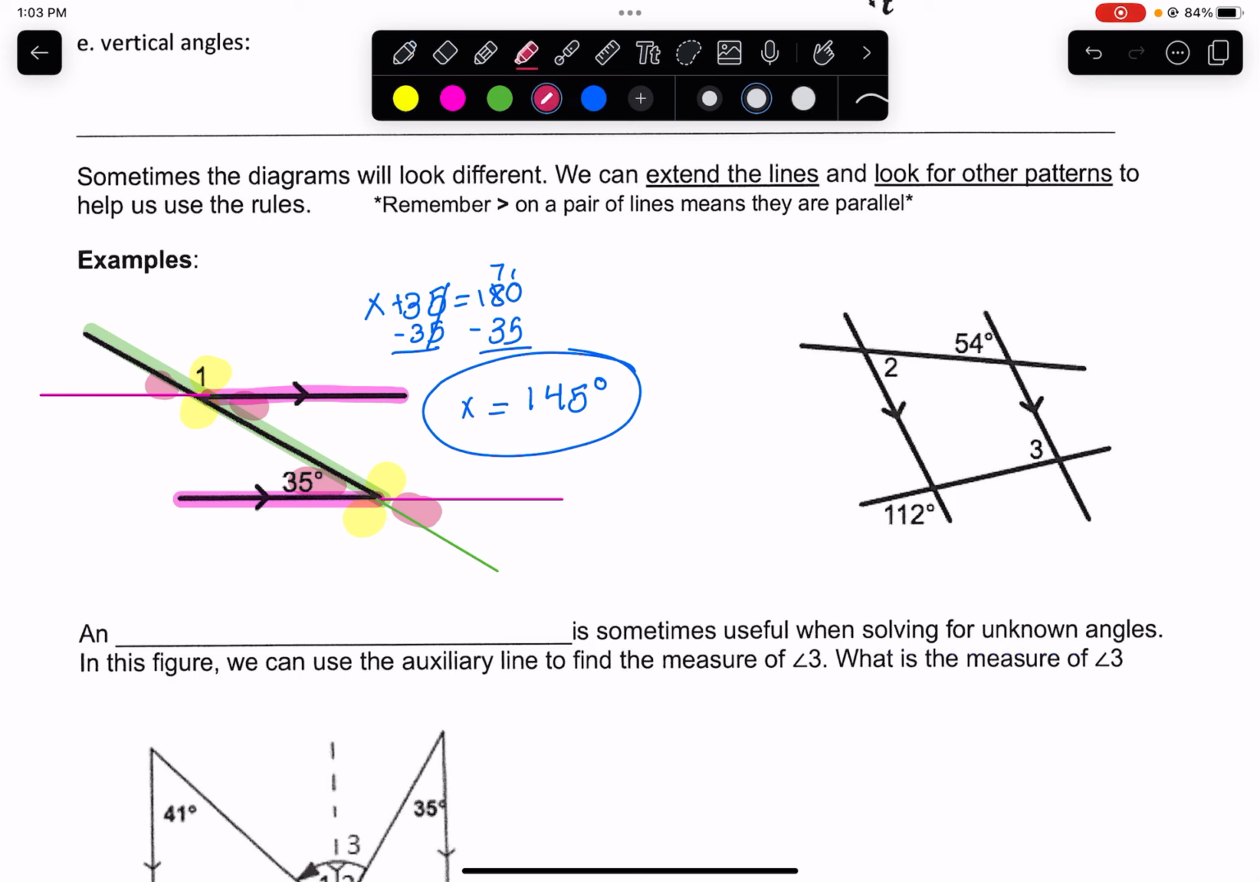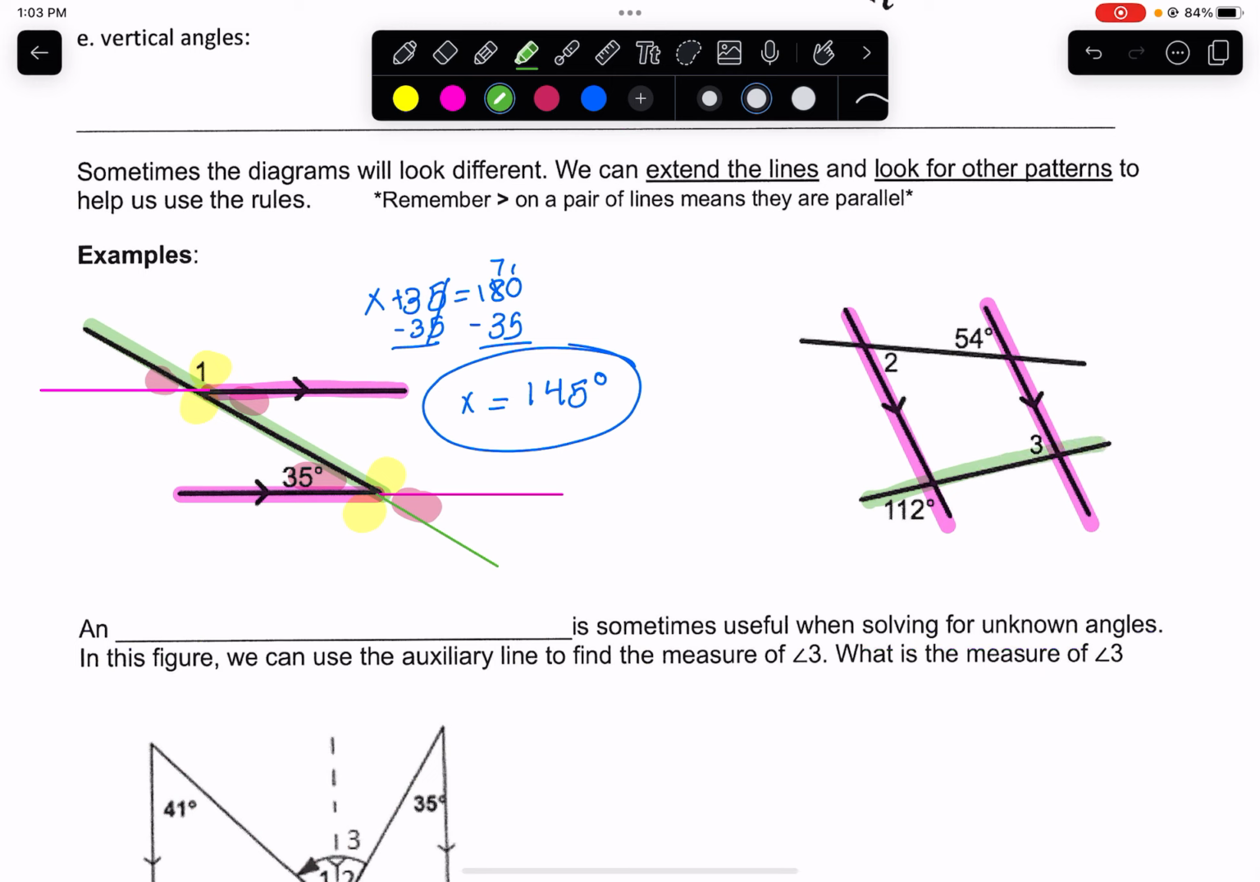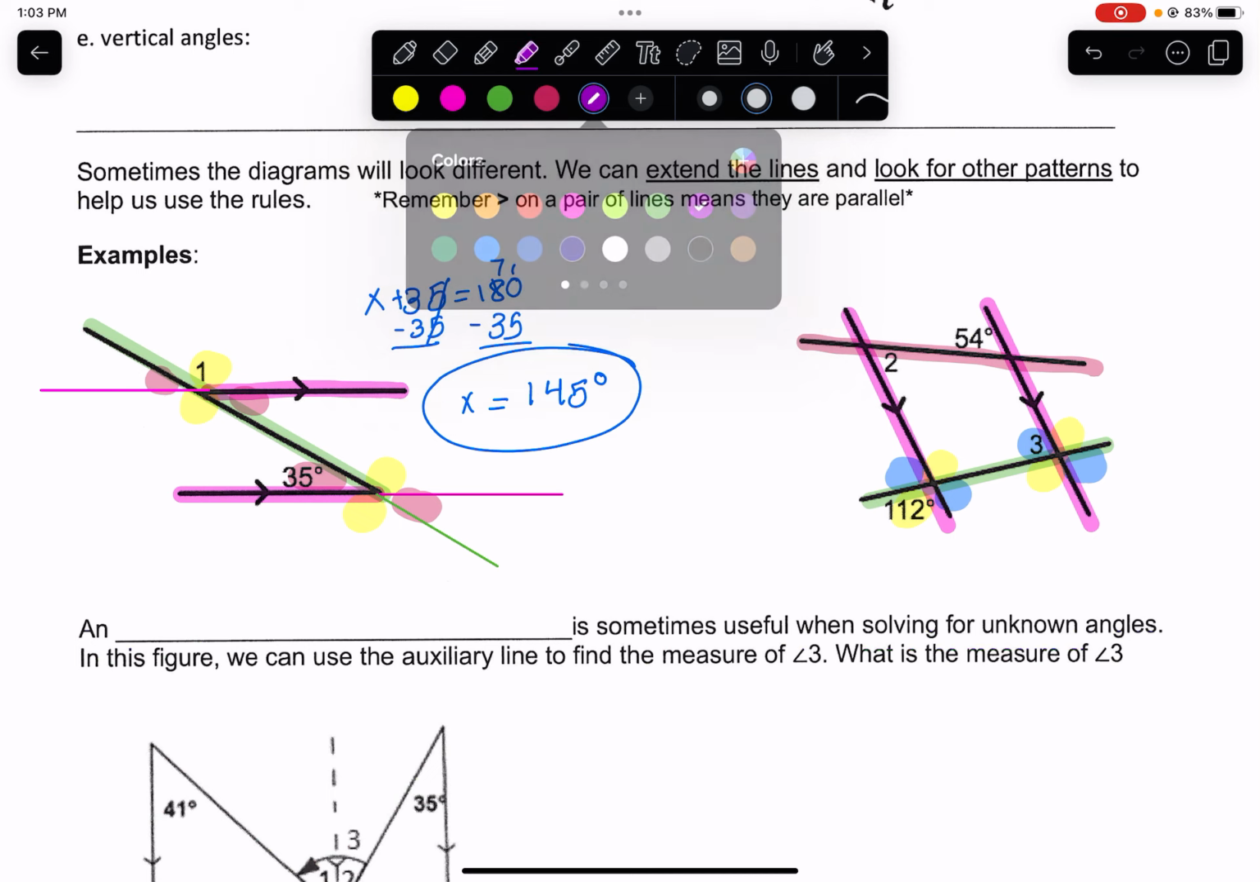Now, if we look at the next one, I have parallel lines. But what's different here is that I have not just one, but I have two transversals. So I'll just have two different sets. So here, I'm just marking up using the pattern that I know. And I'll use different colors for the other one.